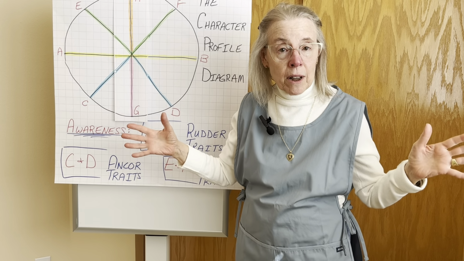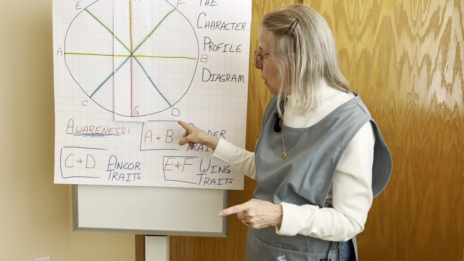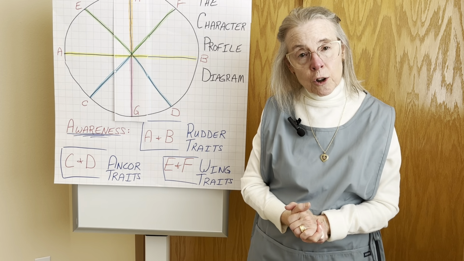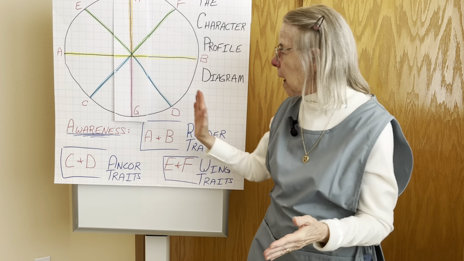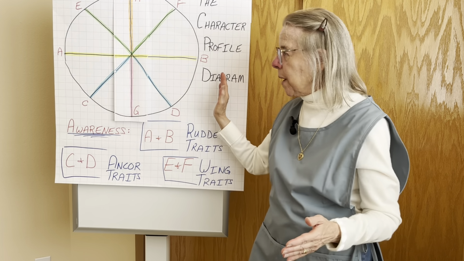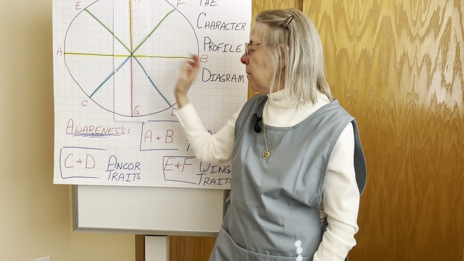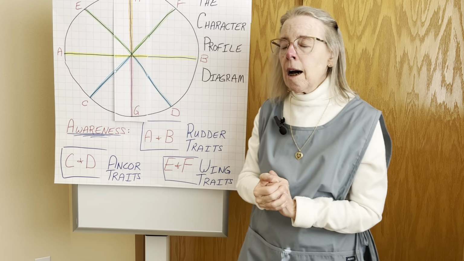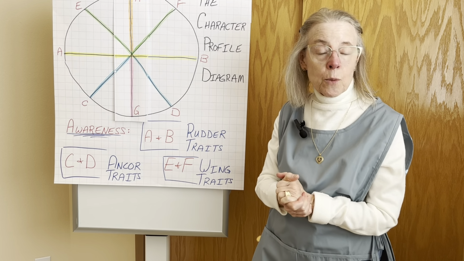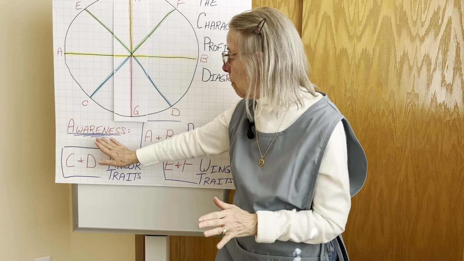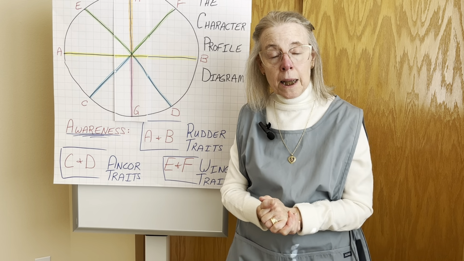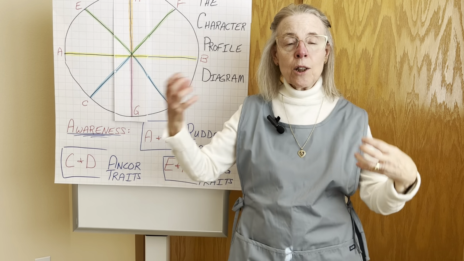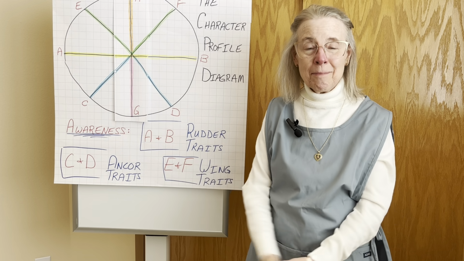And next week we'll have another character trait. And next week we'll even have a little bit more to do on our character profile diagram, because there's a little bit of difference between the traits on the left and the right. A versus B, C versus D, E versus F. It's subtle, but we'll talk about that next week. And with that, your profile diagram will be complete. And so we're going to be talking mostly about how we apply it as we learn more and more of the character traits.